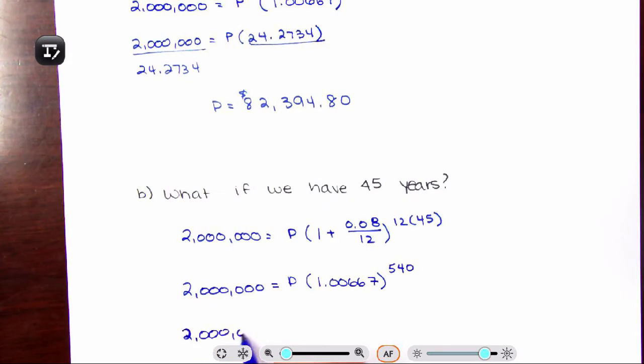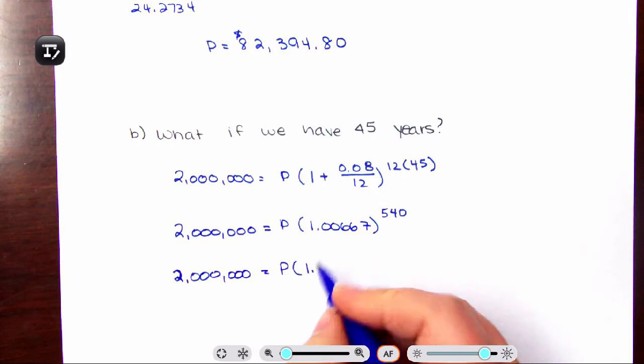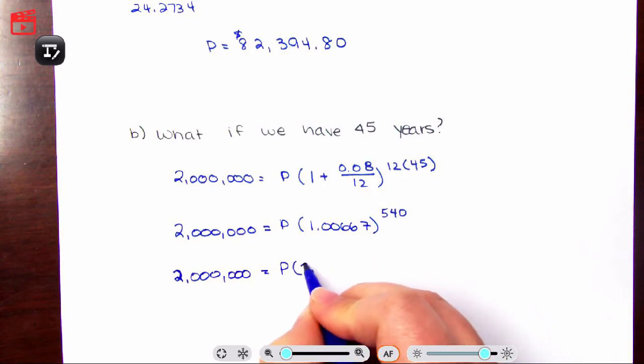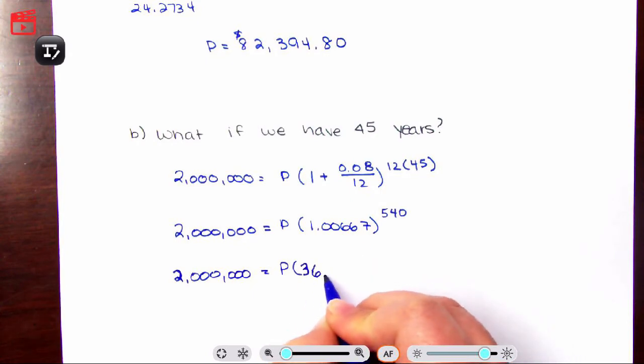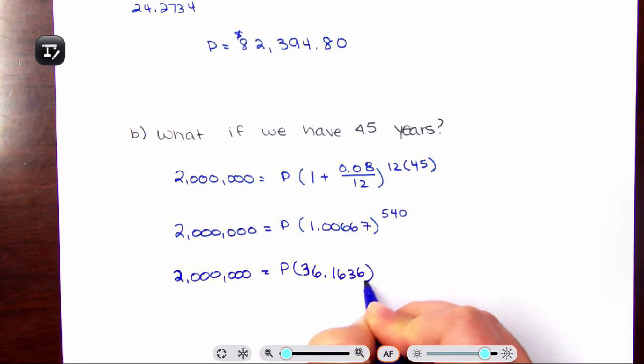But you don't actually want to use those values. You want to use as accurate numbers as you possibly can. That is 336.1636.